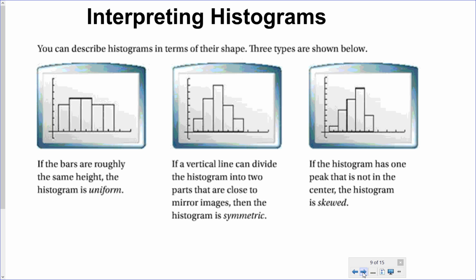So when we interpret a histogram, we want to look at all the bars in the graph and look at their shape and see what it tells us. If the bars are roughly the same height, the histogram is uniform. If I can draw a vertical line and divide it into 2 parts that look like the mirror image, it's symmetric. And if the histogram has one peak that is not in the center, it's skewed.